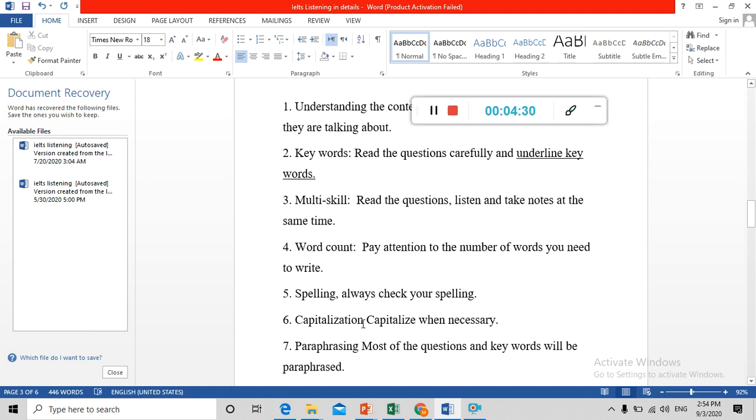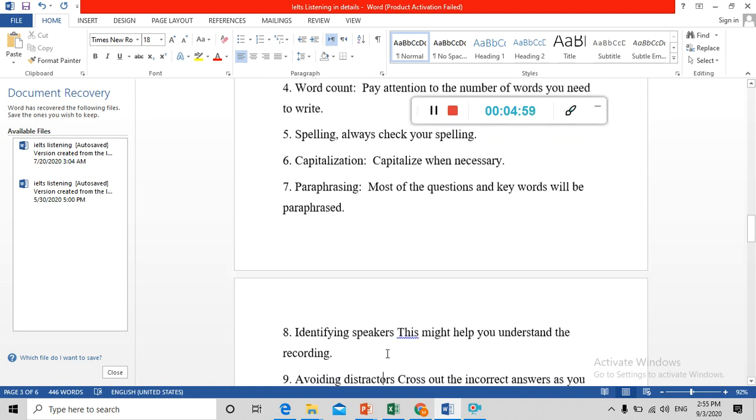Capitalization. Capitalize when necessary, like days of the week and names of cities or countries, like this. Names of months of the year, like this. Paraphrasing. Most of the questions and keywords will be paraphrased. It means that they will not give you the same word. They will give you a paraphrased answer in different words.